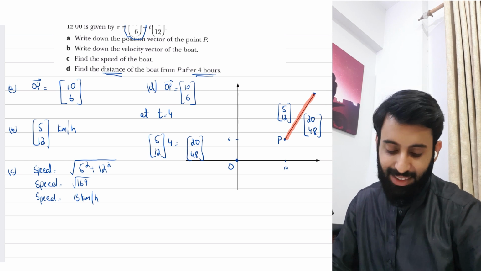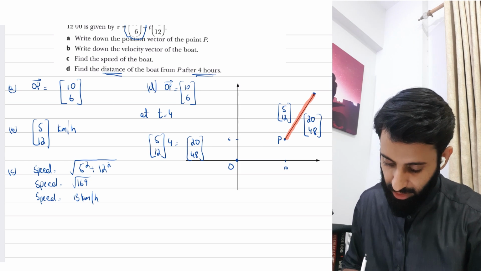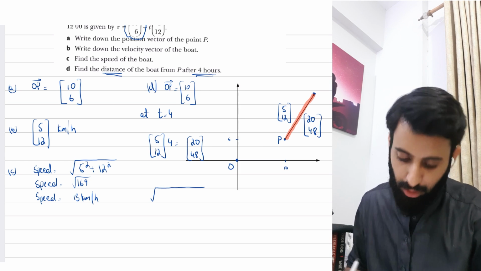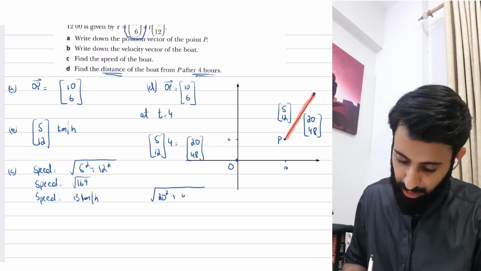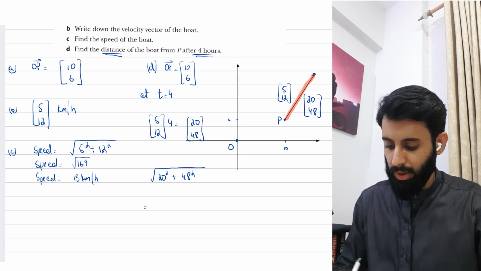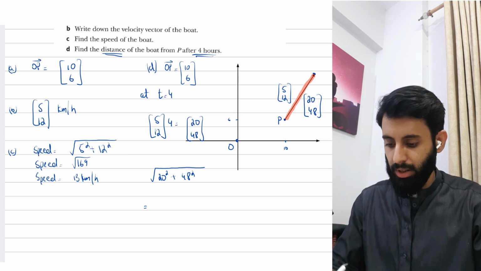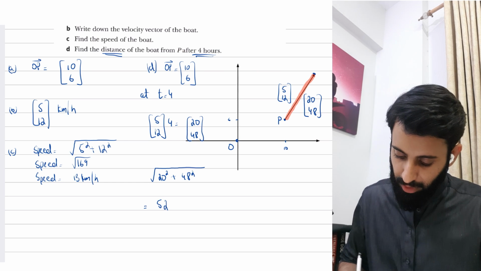Now if you want the distance, here's what you need to do. If you have a vector and you want to work out the distance, all you've got to do is take the magnitude. So here's what I'm going to do: 20 squared plus 48 squared, inside the square root. So let's work this out. The square root of 20 squared plus 48 squared. So we're looking at 52 kilometers.